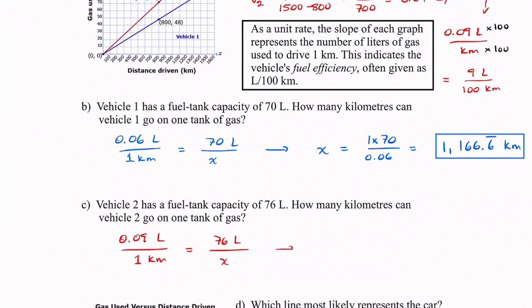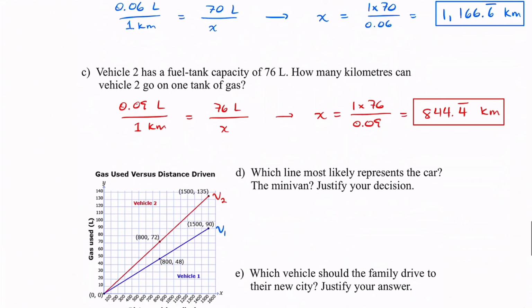So to solve for X, it's the same kind of calculation. We're going to cross multiply. So 1 times 76, and then divide by the one across from the X. So that was 0.09, so 0.09 goes in the denominator. And then when I divide those, you're going to get 844.4 repeating. And our units again are kilometers.